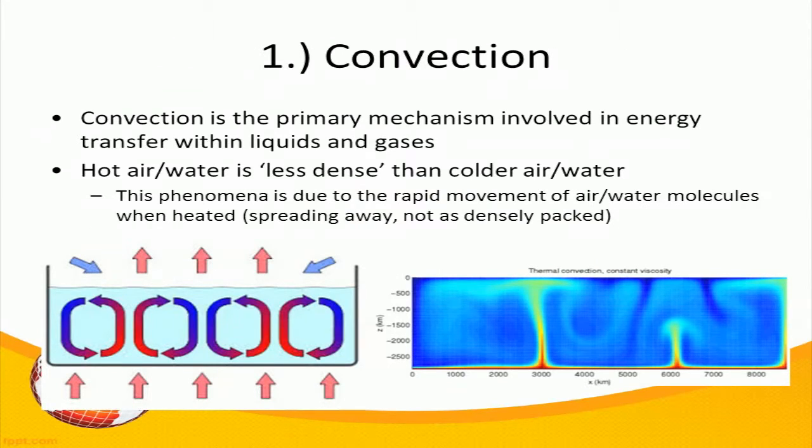First, convection. Convection is a primary mechanism involved in energy transfer within liquids and gases. In convective heat transfer, a warmer liquid or gas rises while a cooler one sinks. For instance, when heat is applied to a given amount of air or water, the molecules of that air or water become more excited and spread out. The fluid becomes momentarily less dense and rises. Upon cooling, the fluid becomes more dense and sinks. This generates a mass movement of the substance, similar to the pictures on the bottom of the screen.